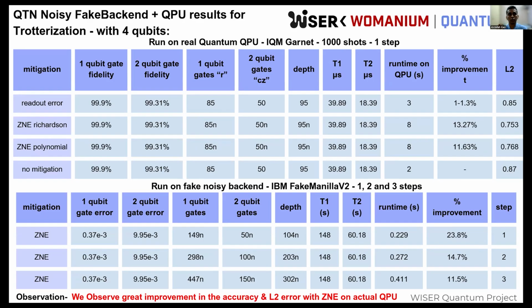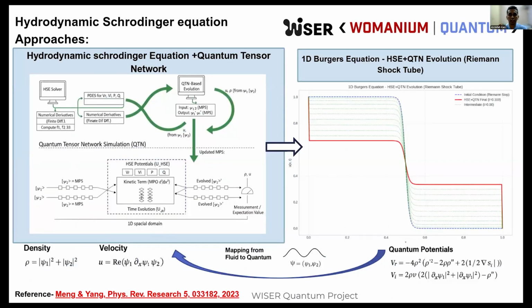So this is the hydrodynamic Schrodinger equation approach. We have implemented the HSE plus quantum tensor network approach, which is a classical method using quantum inspired tensor networks like MPS and MPO to simulate the 1D Burgers equation by mapping a fluid velocity to a quantum wave function. Then we can move on to the next slide.